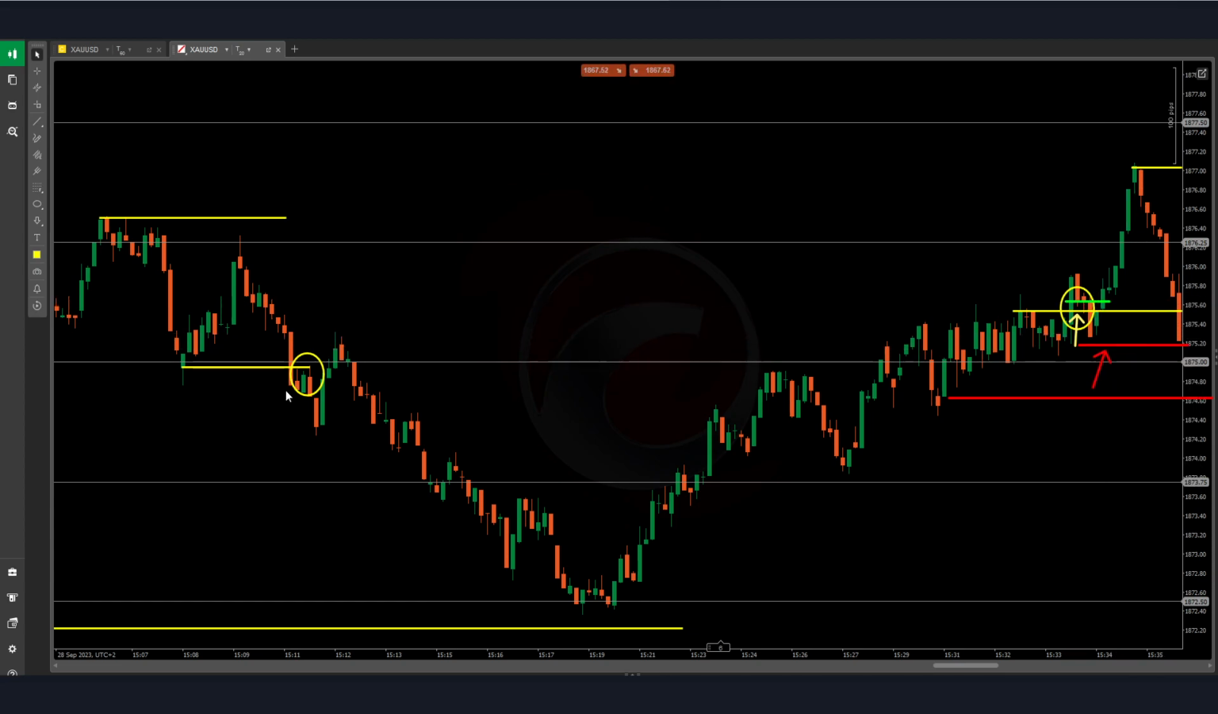So as you can see, we had a 20 pip, a 30 pip win, and then we have a 6 pip loss. So let's recap it. We have a 20 plus 30 so far. So you can see that this is still hugely profitable for the day.